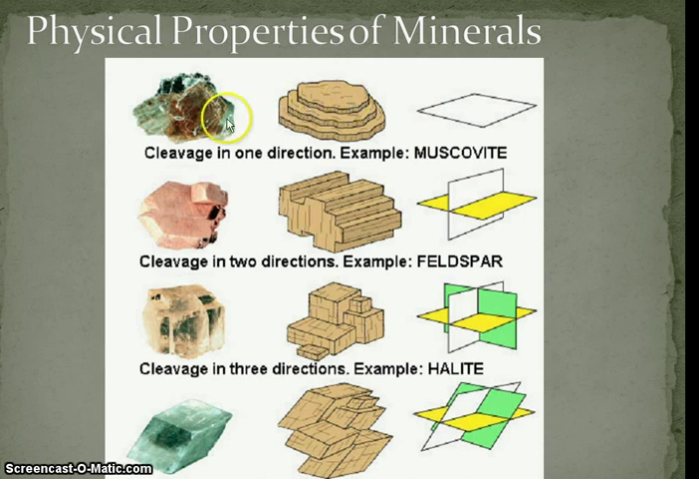Muscovite is one that shows one plane of cleavage. For two planes of cleavage, an example is feldspar. Again, another one that we use is gypsum. Three directions would be halite, rock salt, and four directions would be something like calcite. I'll show you what that looks like right now.